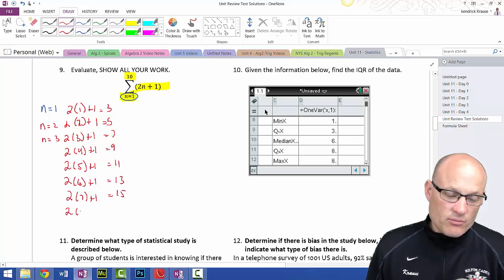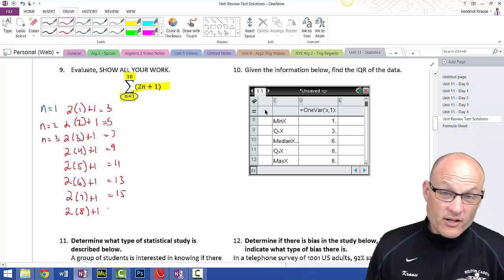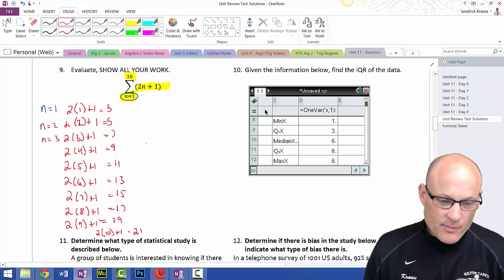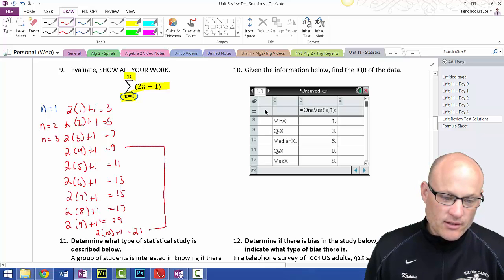2 times 8 plus 1. Okay, I can't count. 17. 2 times 9 plus 1. 19. 2 times 10 plus 1. 21. Let's see. If I put these two together, I get 30.